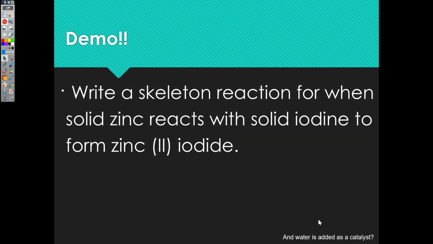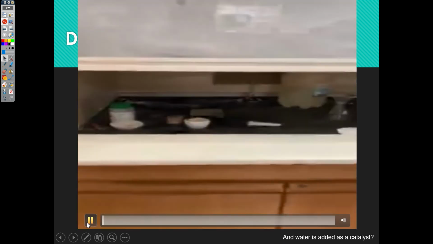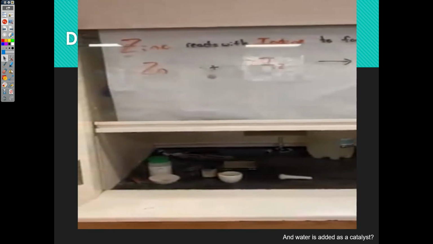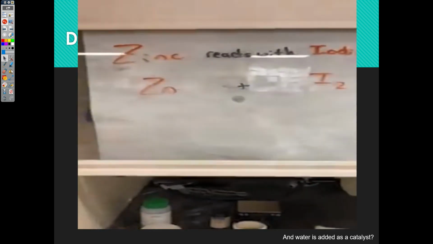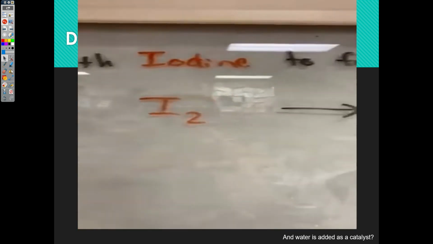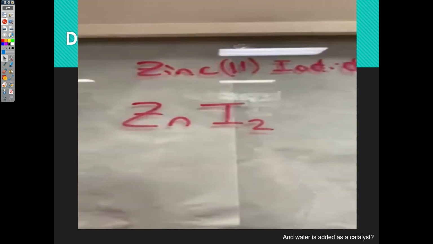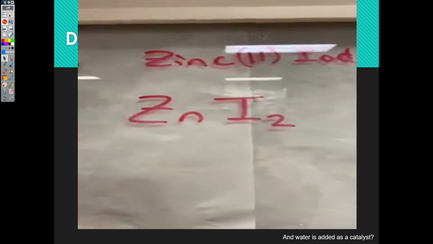Let's see what happens when these two are mixed and water is added as a catalyst. All right, here we go. Here is your first demonstration. So we have zinc, Zn, going to react with iodine, I2, because iodine is diatomic, to form, that's your arrow, zinc 2 iodide. And remember your charges switch, so that becomes ZnI2.